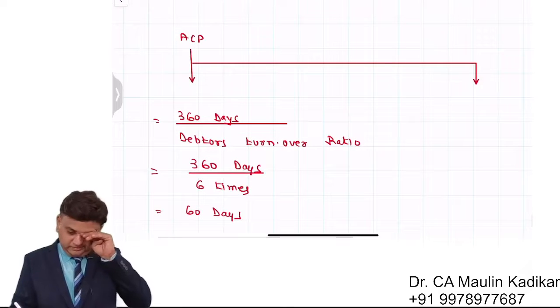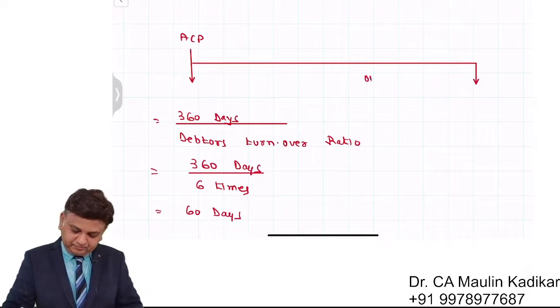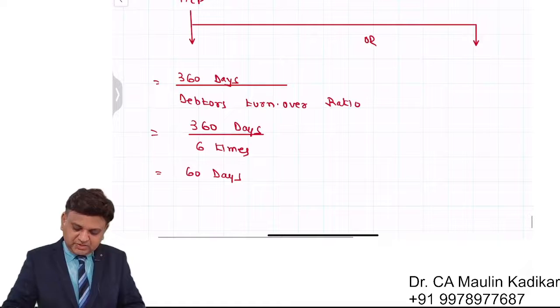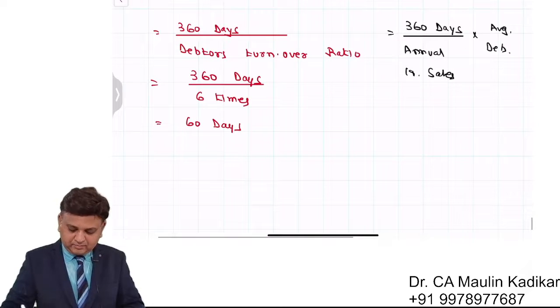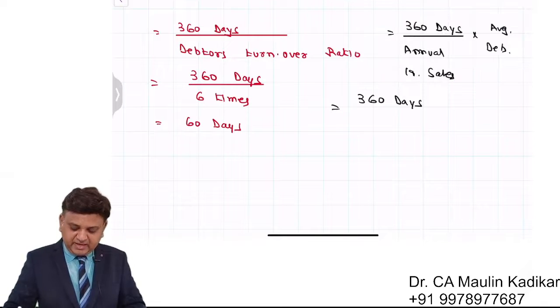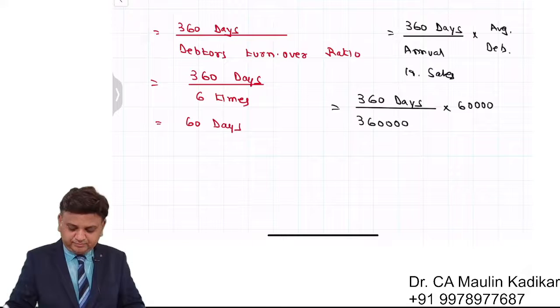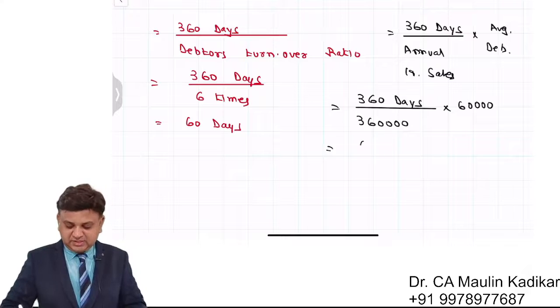This is the way you can compute, or otherwise 360 days divided by annual credit sales into average debtors. So it is 360 days divided by annual credit sales, that is an amount of 3,60,000, into average debtors of 60,000. So the answer is 60 days.